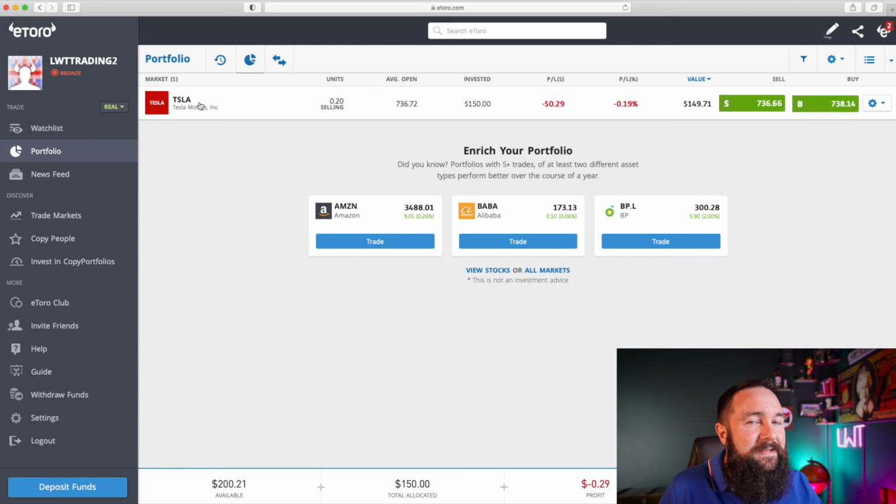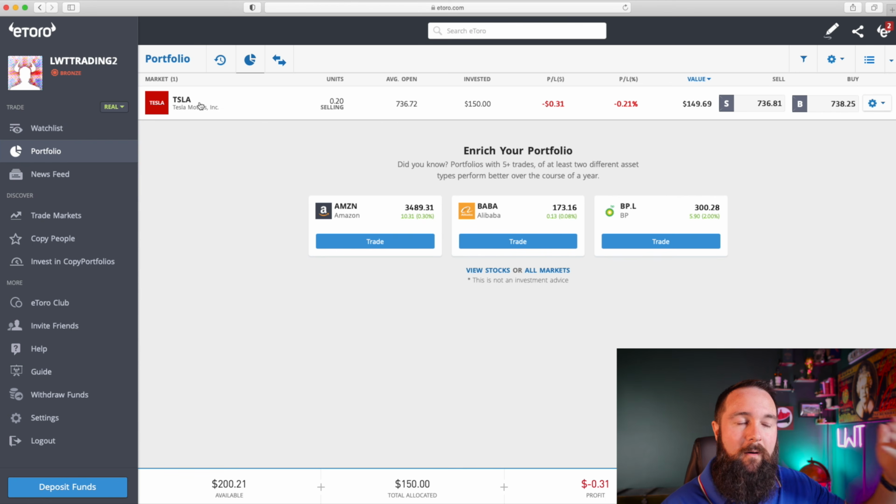But what happens if Tesla goes up 100%? What happens if it goes up 200%? My initial position of $150 would in theory be down more than $150, because on the way up, a stock can go more than 100%. But on the way down, it can only actually go down 100% before the company's bankrupt.